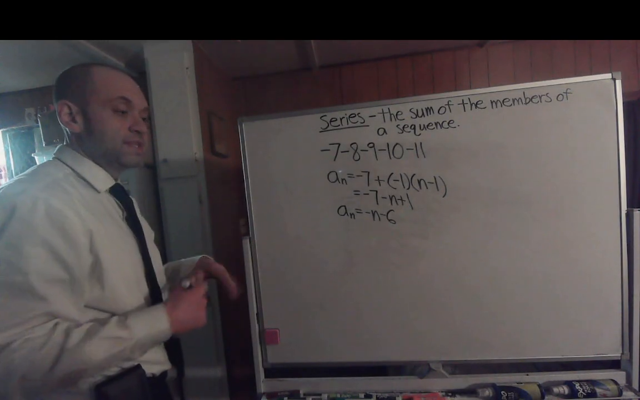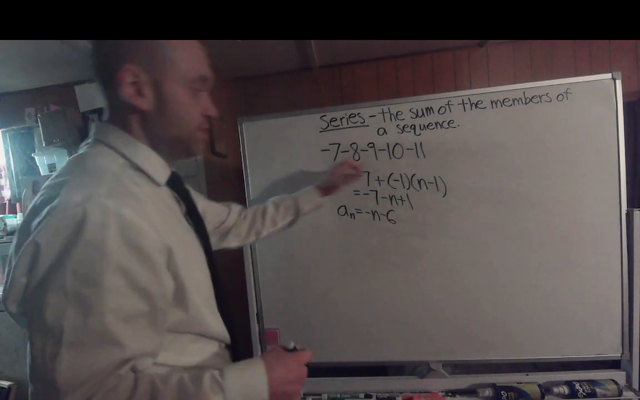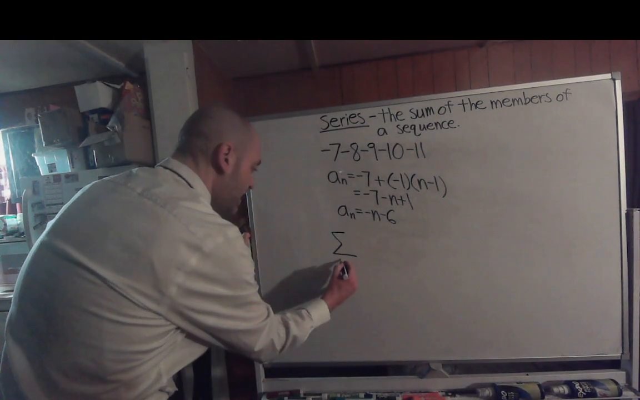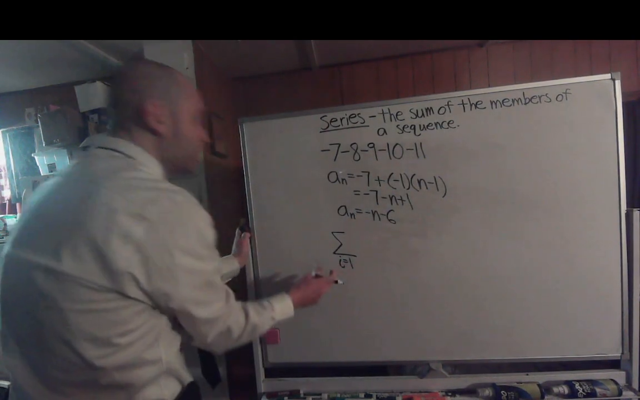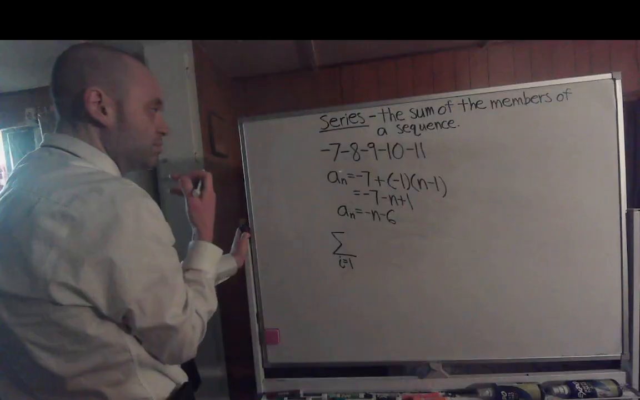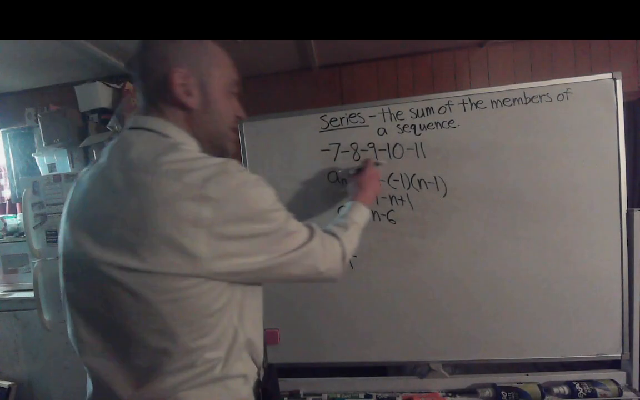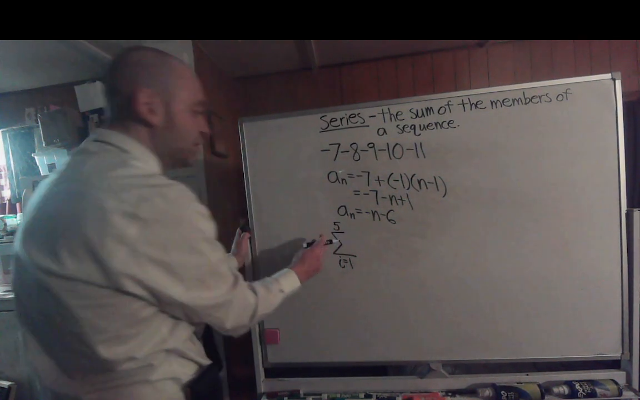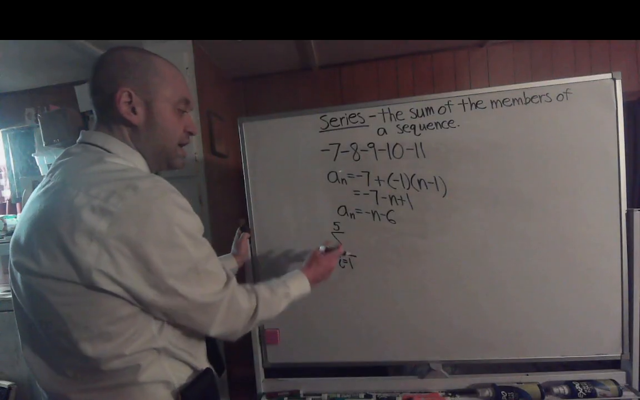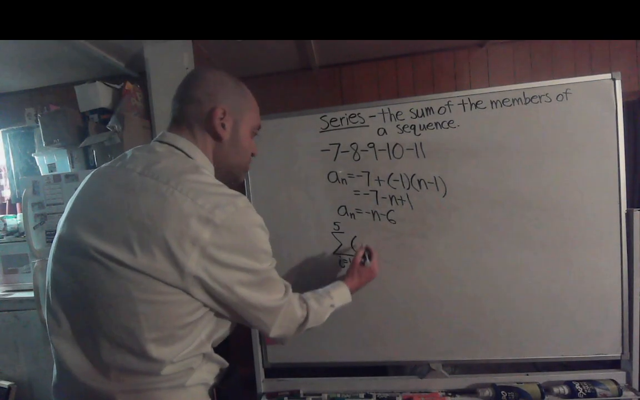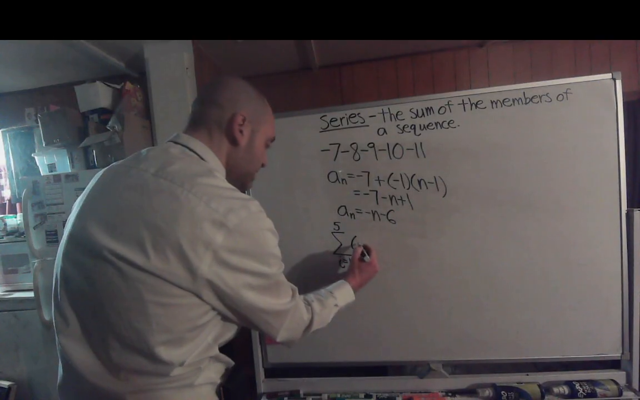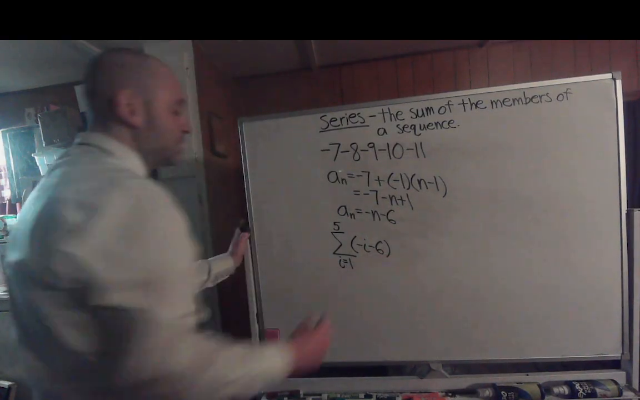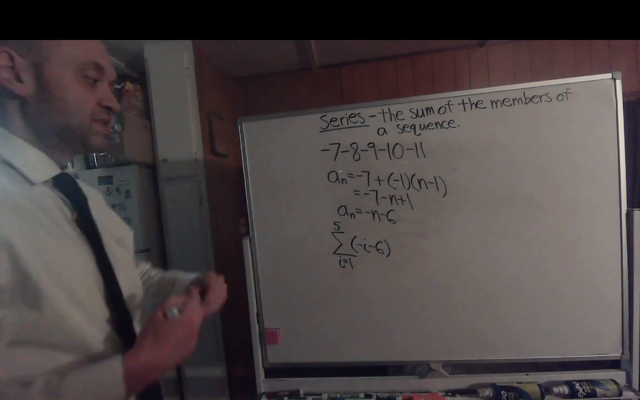Now I need to write this in summation notation to get the sum of this series. So sigma, of course, i is going to equal 1 for where the number starts for your first number, but this time it's a finite series. It only has 5 numbers, so you'll put 5 for your upper limit of summation. And then the final step is you'll put in your formula for the sequence, which would be negative i minus 6. That's how you would express this sum.